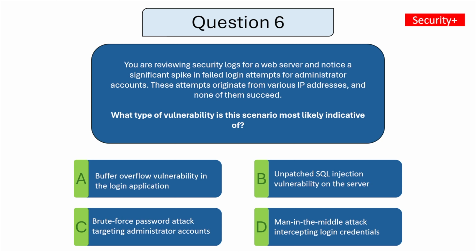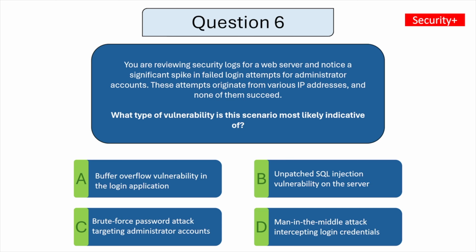Question 6. You are reviewing security logs for a web server and notice a significant spike in failed login attempts for administrator accounts. These attempts originate from various IP addresses and none of them succeed. What type of vulnerability is this scenario most likely indicative of? A. Buffer overflow vulnerability in the login application. B. Unpatched SQL injection vulnerability on the server. C. Brute force password attack targeting administrator accounts. Or D. Man-in-the-middle attack intercepting login credentials.